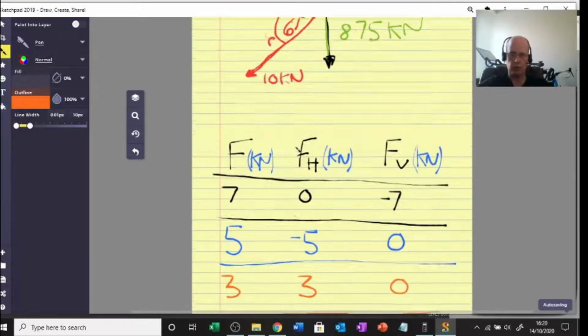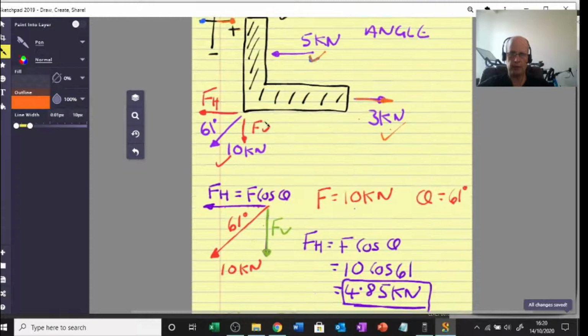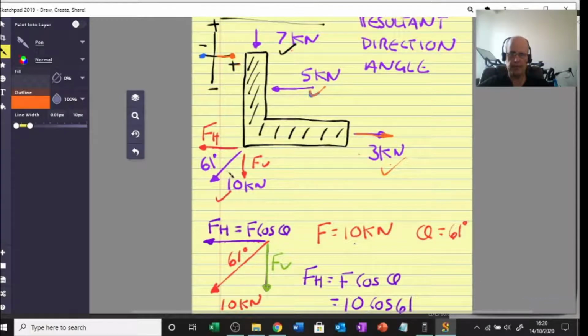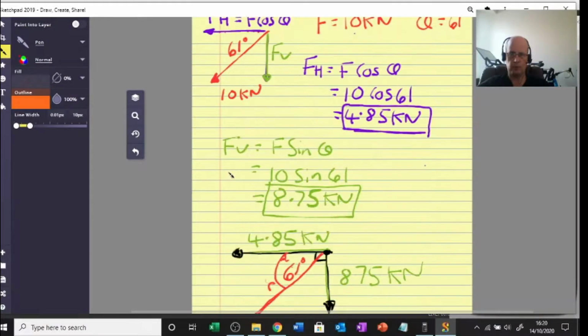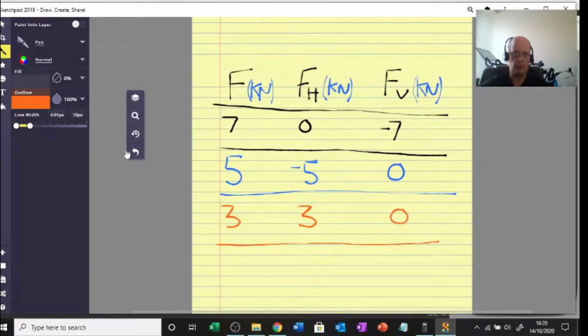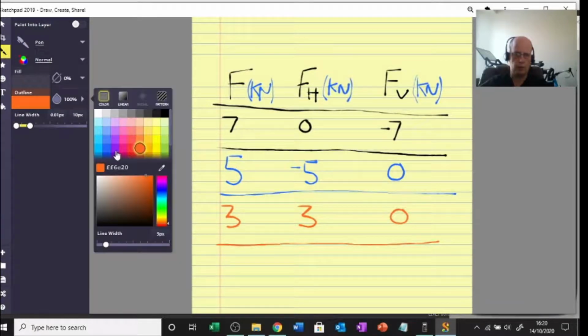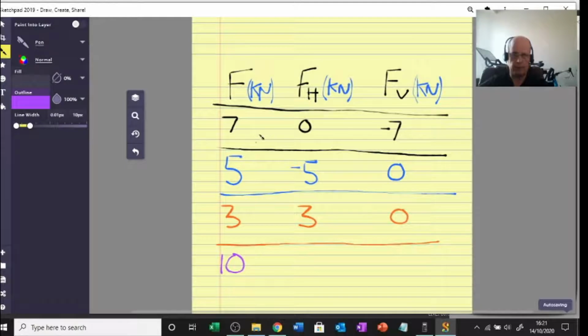Now the last one to do is this little beauty by here, the 10 and the 61. So I'm going to put the 10 in because we have got it. It's 10, right? Now we can do this. We can put a line down here now.